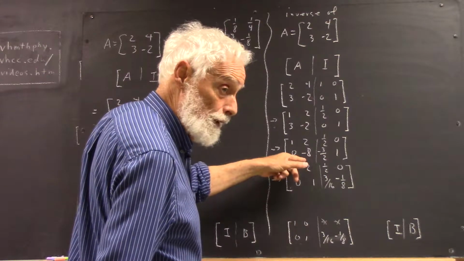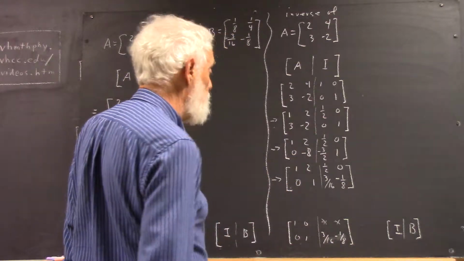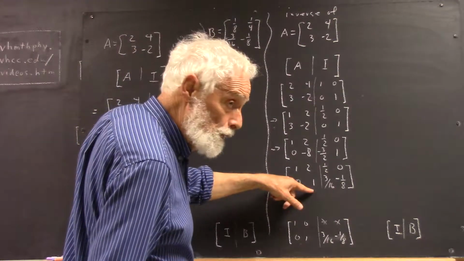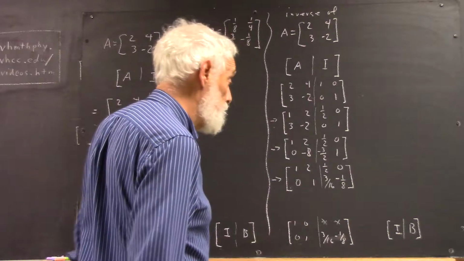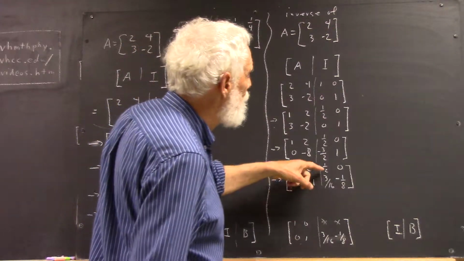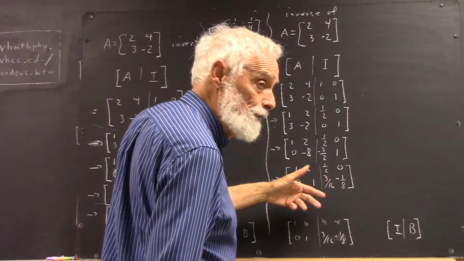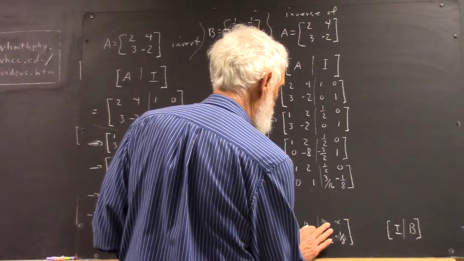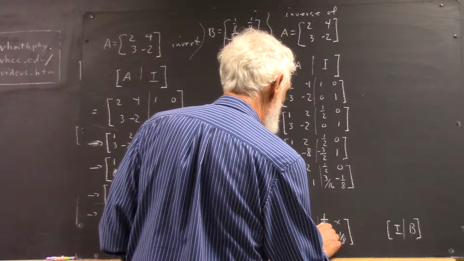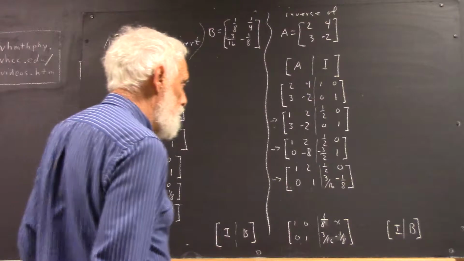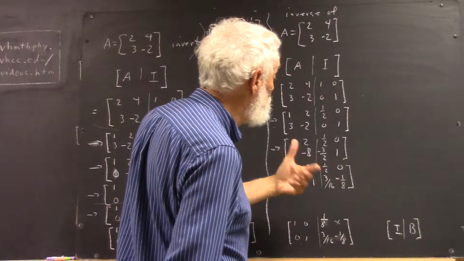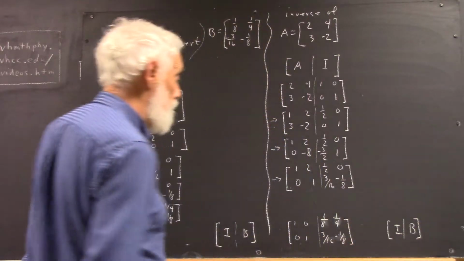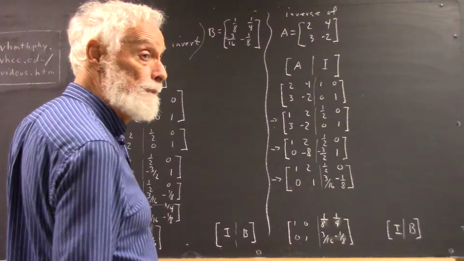Negative 2 times 1 is negative 2, added to 2 is going to give me my 0. Negative 2 times 0 is 0, added to 1, we still got 1. Negative 2 times 3/16 is negative 3/8. And 1/2 is 4/8. Negative 3/8 and 4/8 gives me 1/8. And then negative 2 times negative 1/8 is positive 1/4. And that's what I have.